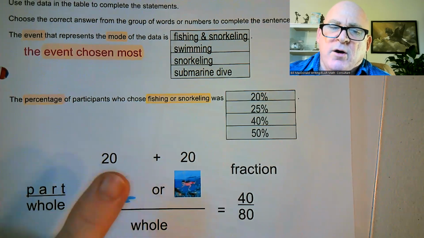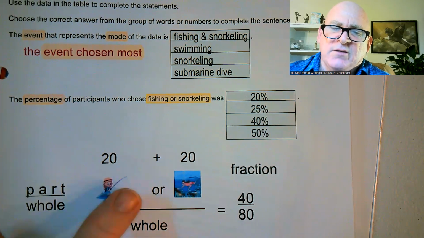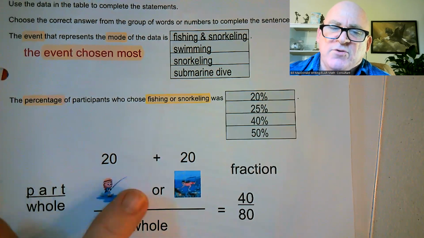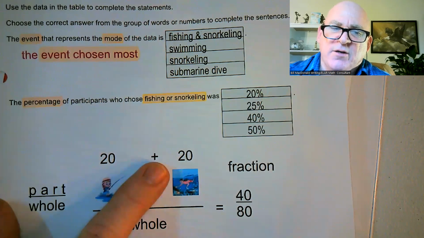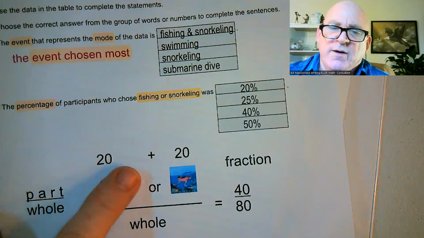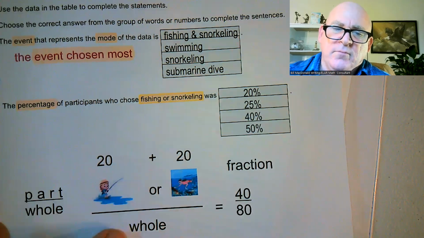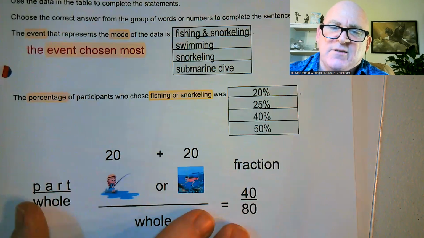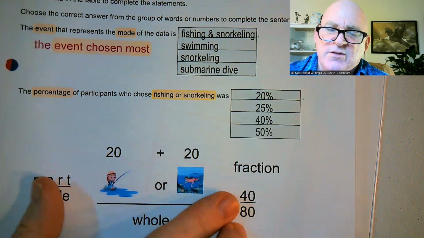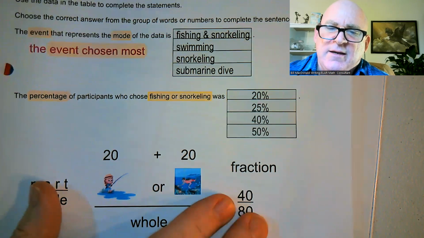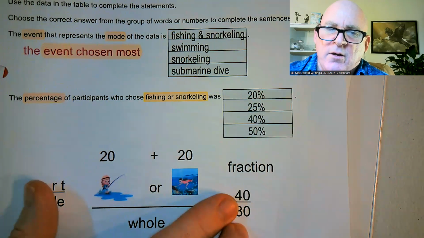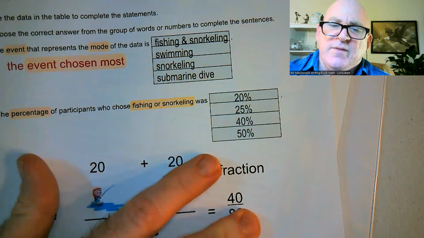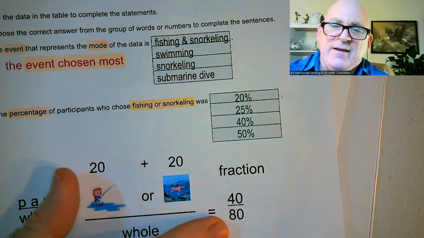So part is because it's either or, that means if I'm doing one of these or the other, that counts as part of my total. So 20 and 20 is 40 out of 80. Well, that's the fraction. So what most of the students probably did in Texas, they right away said, okay, I'm just going to add up the two numbers. So it was 40. No, it was 40 out of 80.